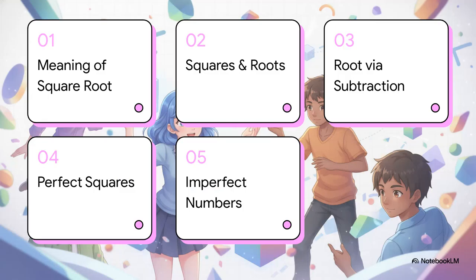Here is our quick roadmap for today. First, the meaning of a square root. Second, the relationship between squares and roots. Third, finding a square root via subtraction. Fourth, identifying a perfect square. And finally, what happens when numbers aren't perfect?